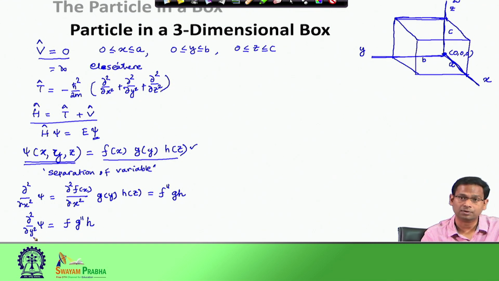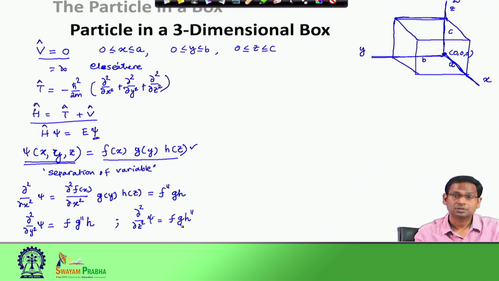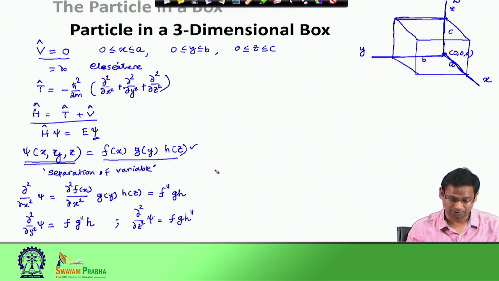Because when I am taking the second derivative with respect to y, the x and z functions will remain unchanged. Similarly, when I write d square by d z square and apply it on psi, I get f g h double prime. Okay. So, we will use these forms that we have discussed so far in our Hamiltonian.